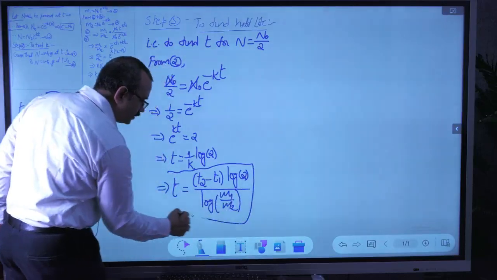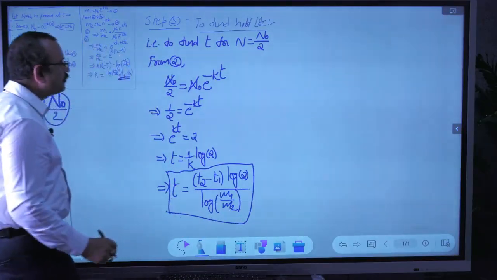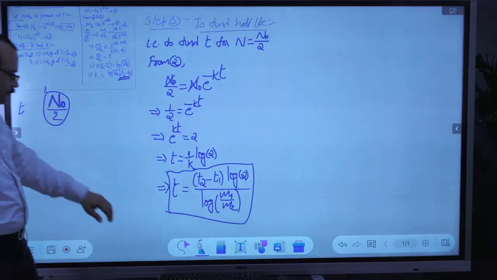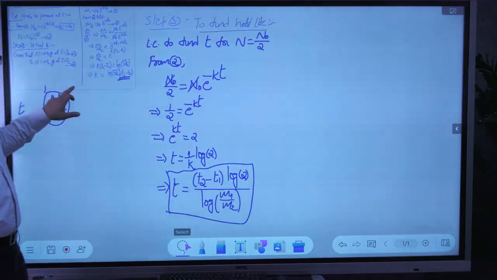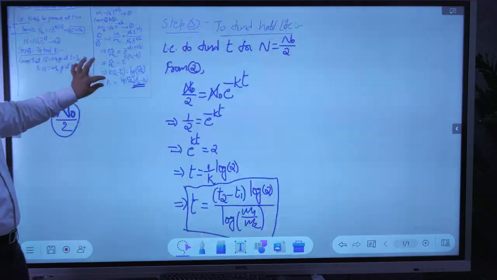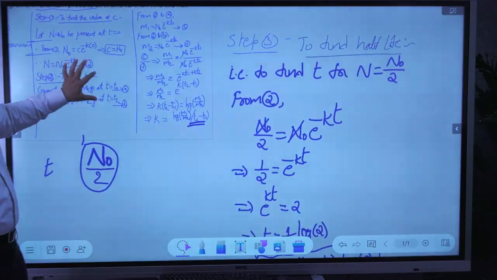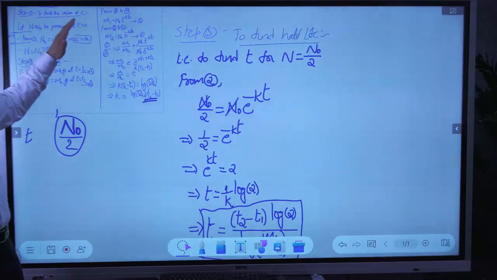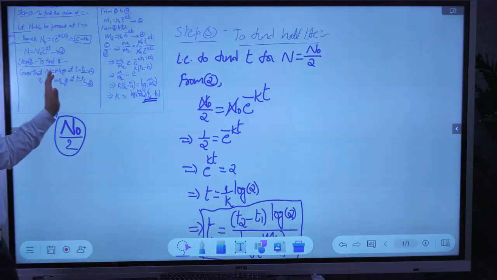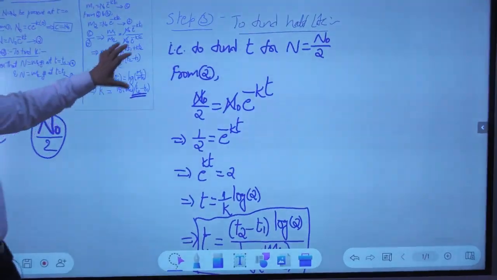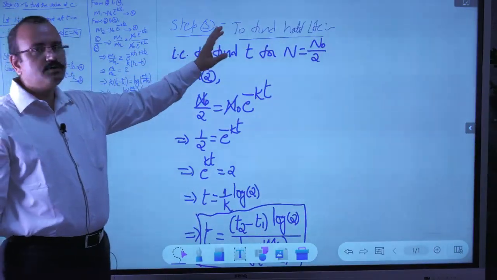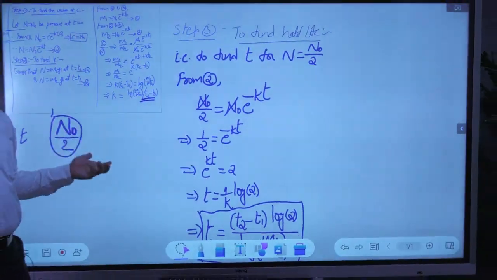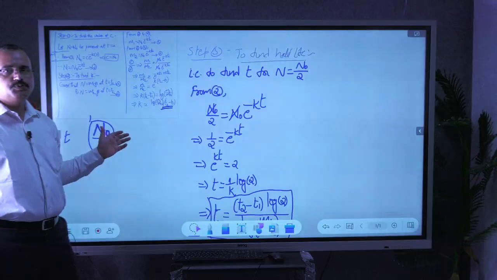So this is the final answer. Once again let me conclude this. As usual we need to find out the half-life of uranium, and here we can divide this into 3 steps. In step 1 we have to find out the value of C, in step 2 we have to find out the value of K, and in step 3 we have to find out the final result what we need to evaluate. So this is the procedure 99.9% in almost all the problems we can adopt.